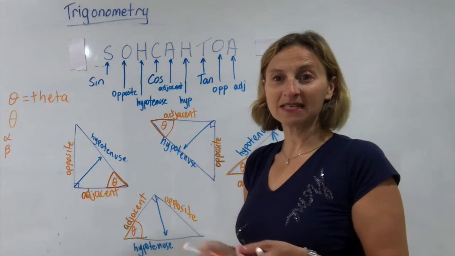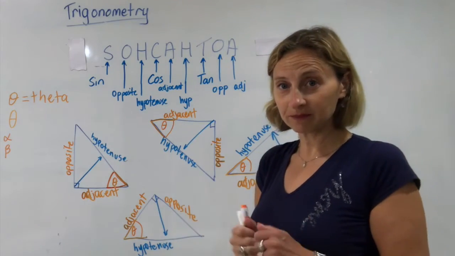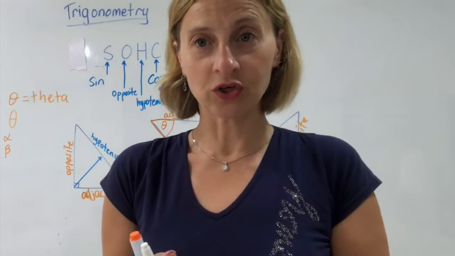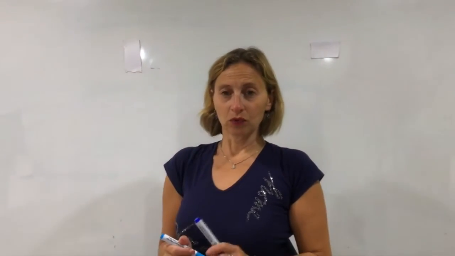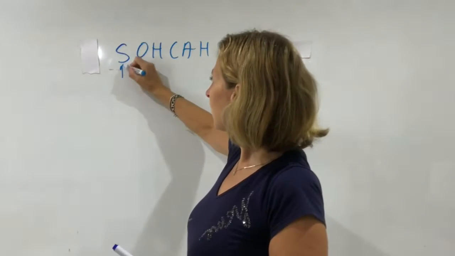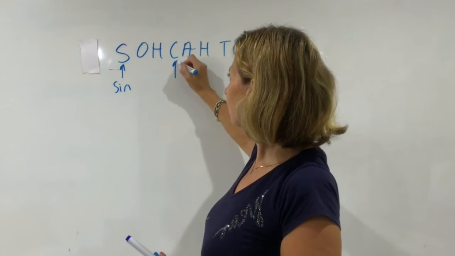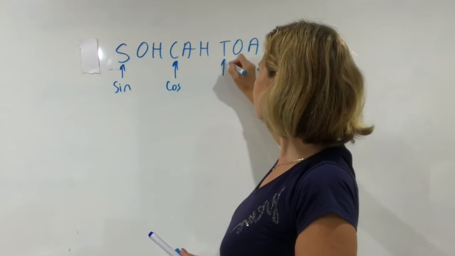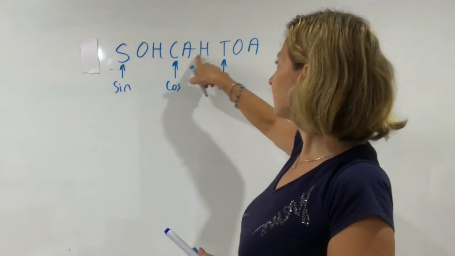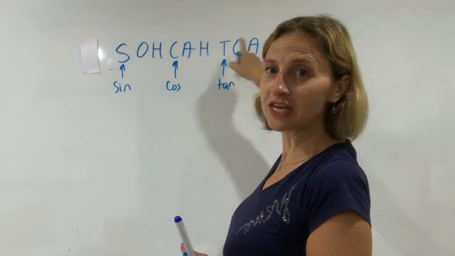And hopefully that makes sense to everybody now watching. Very important that you understand this. If you didn't understand it, watch it again. Let's get back to the rule that we're trying to learn this lesson, Sohcahtoa. We know that this stands for sine, this stands for cos, and this stands for tan. Opposite, hypotenuse, adjacent, hypotenuse, opposite, adjacent.